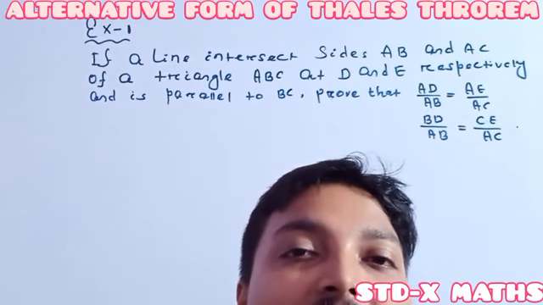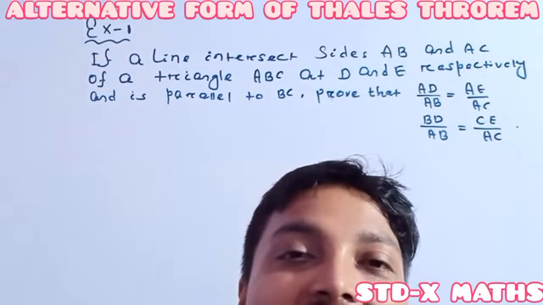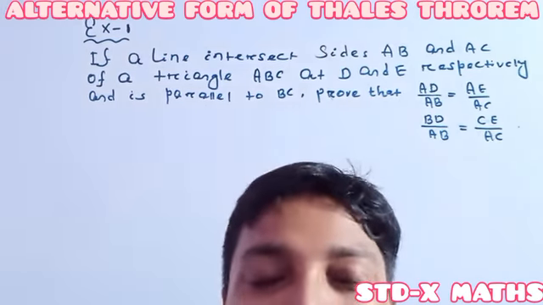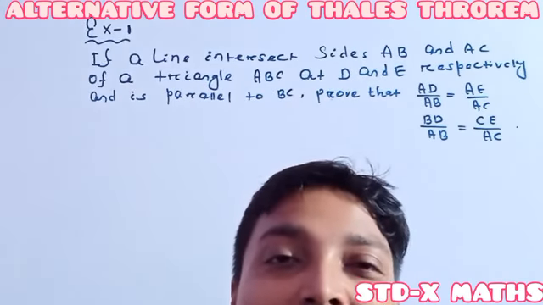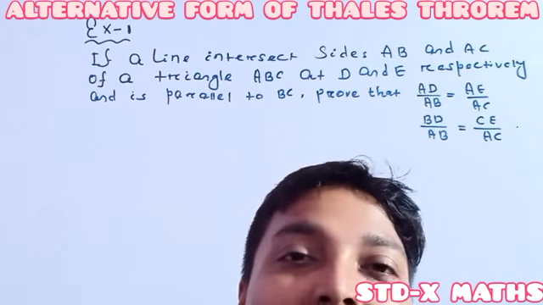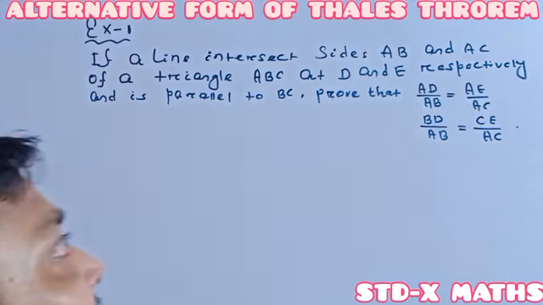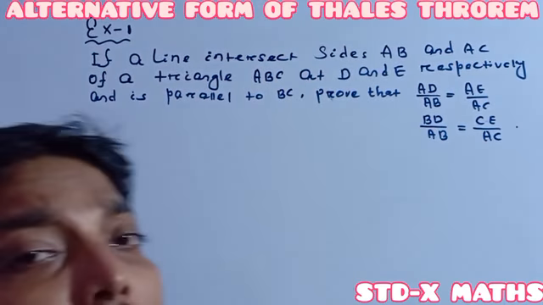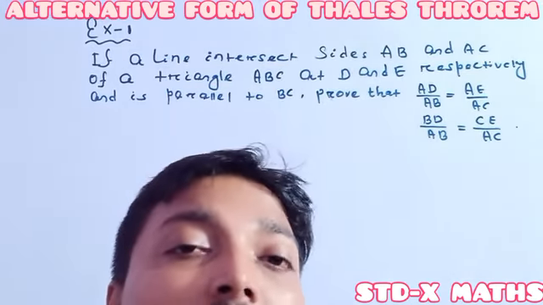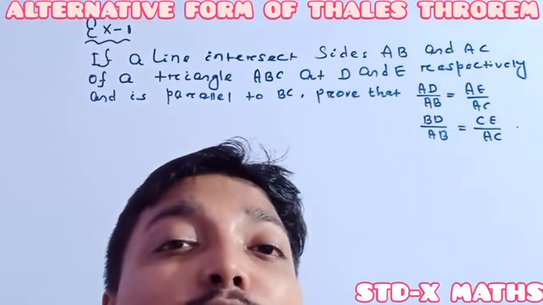Today's discussion is on our chapter 6. Previously we have already learned the Thales theorem, otherwise the basic proportionality theorem, along with the converse of the basic proportionality theorem. So today one of the extra questions is to be learned, where the same given criteria as the basic proportionality theorem is given, but what is asked to be proved is different.